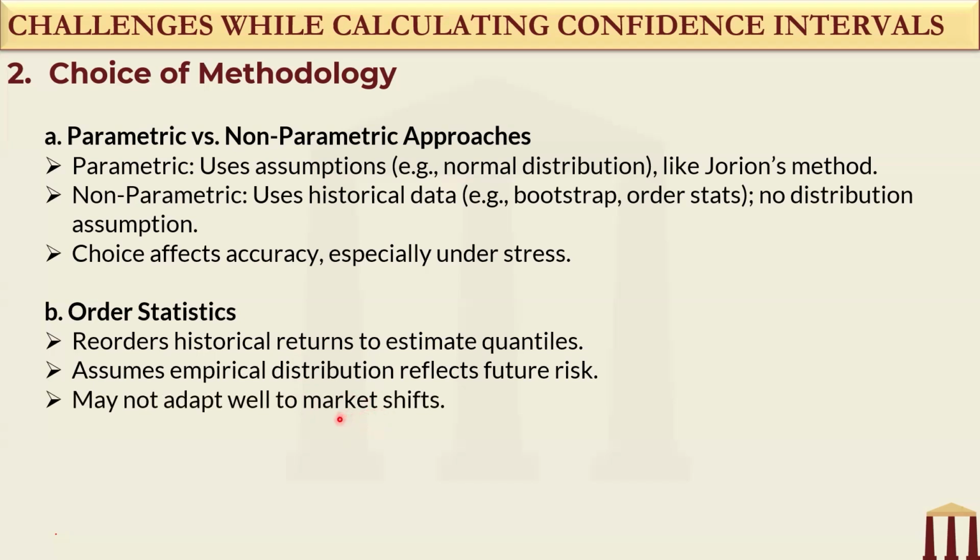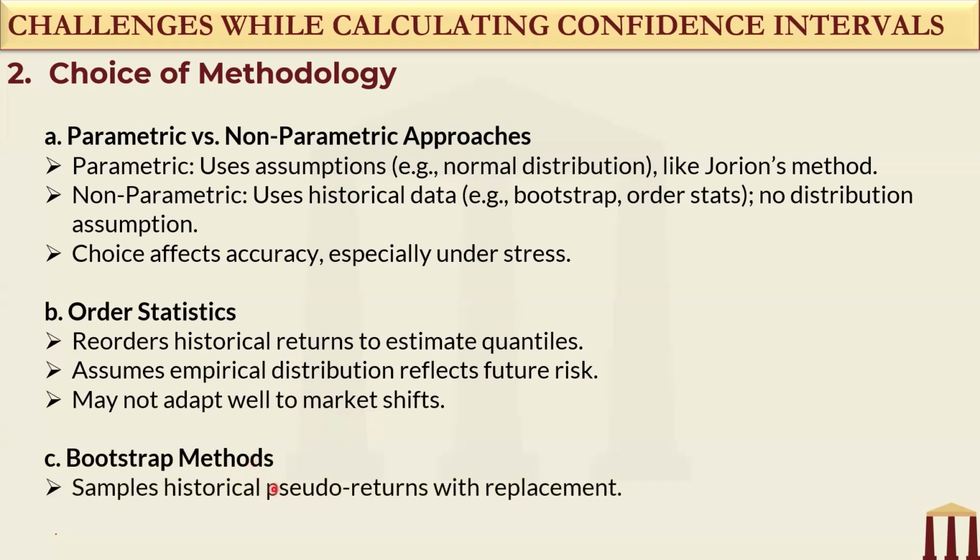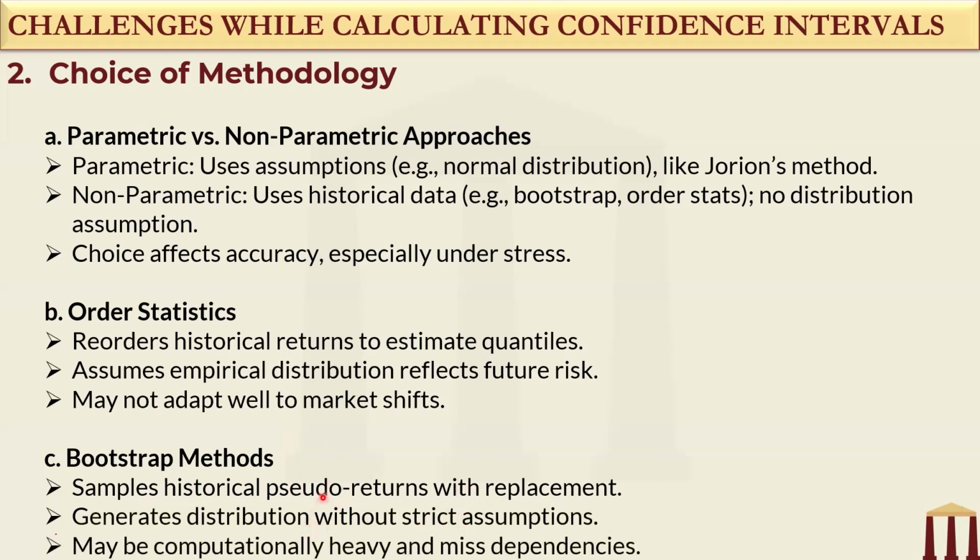Then we have got bootstrap methods, where you take samples from your historical data with replacement to build a synthetic distribution. This helps avoid assuming a shape or a distribution, which actually is good, but it comes at a cost. It is definitely computationally heavy. There are no strict assumptions, but it may not fully capture things like market dependencies or serial correlations. So calculating confidence intervals may sound clean on paper, but as we'll see in the subsequent slides, in real world markets there are a lot of landmines to look out for.